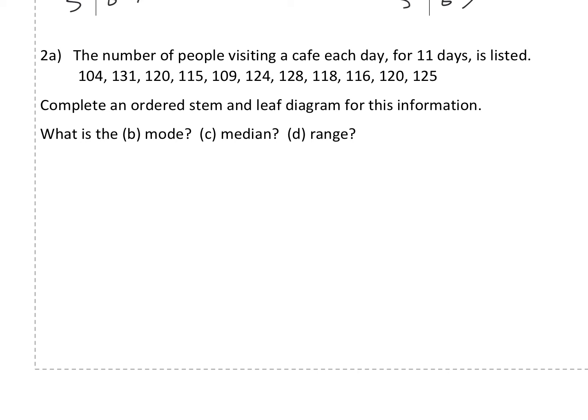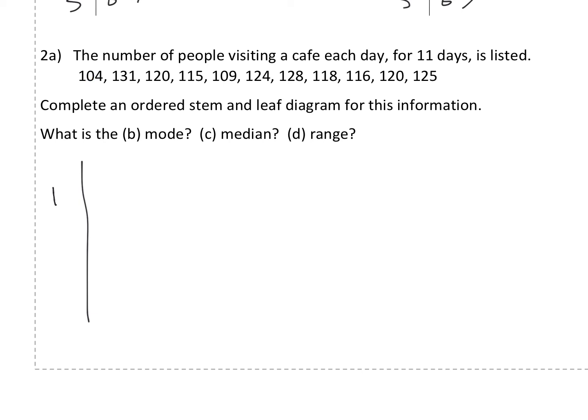Example 2. The number of people visiting a cafe each day for 11 days is listed, and we have the 11 numbers there. Complete an ordered stem and leaf diagram for this information, and then we have a few things to answer about that. So I form a stem first of all. Notice these numbers are in hundreds, so my stem is going to have 2 numbers. And then I put the units in the leaf. So the smallest seems to be just 104.